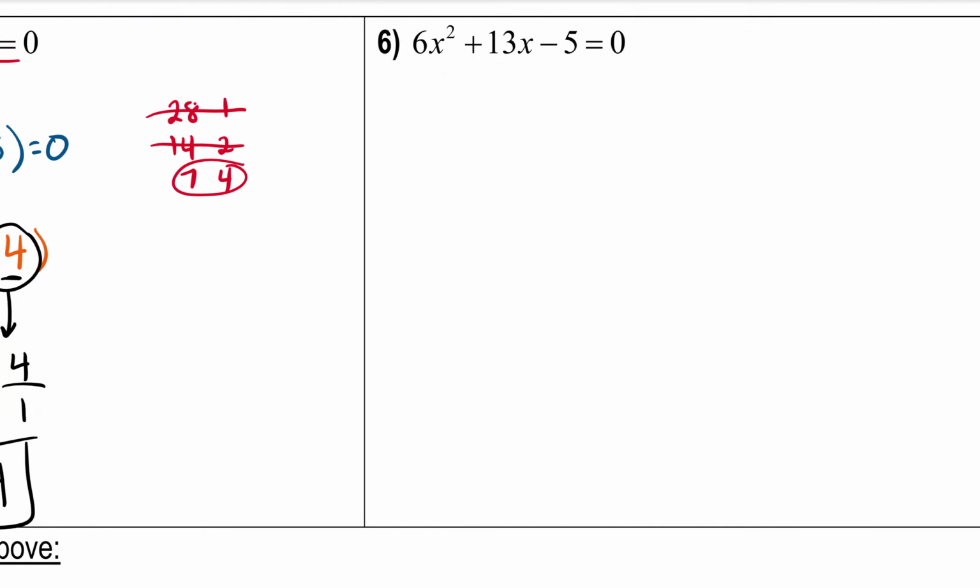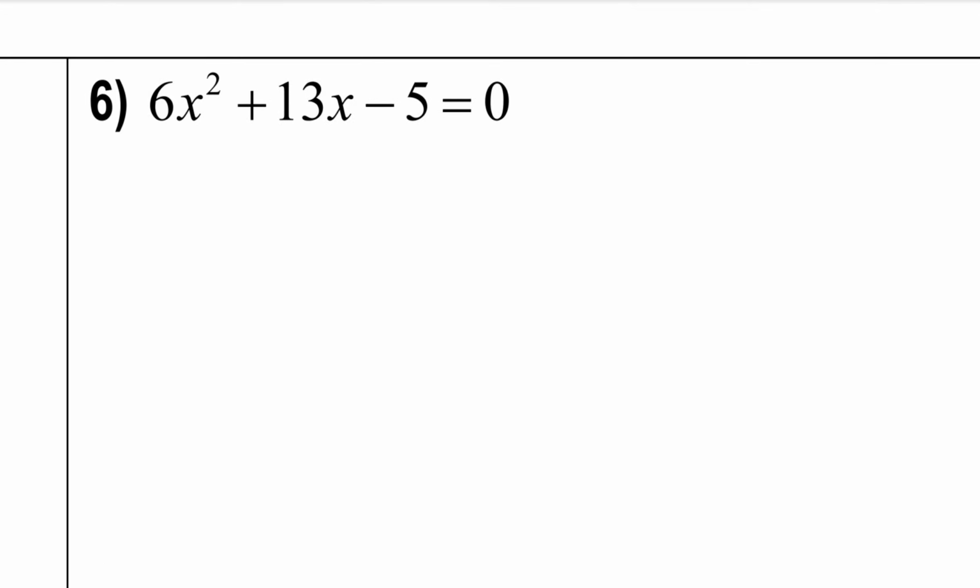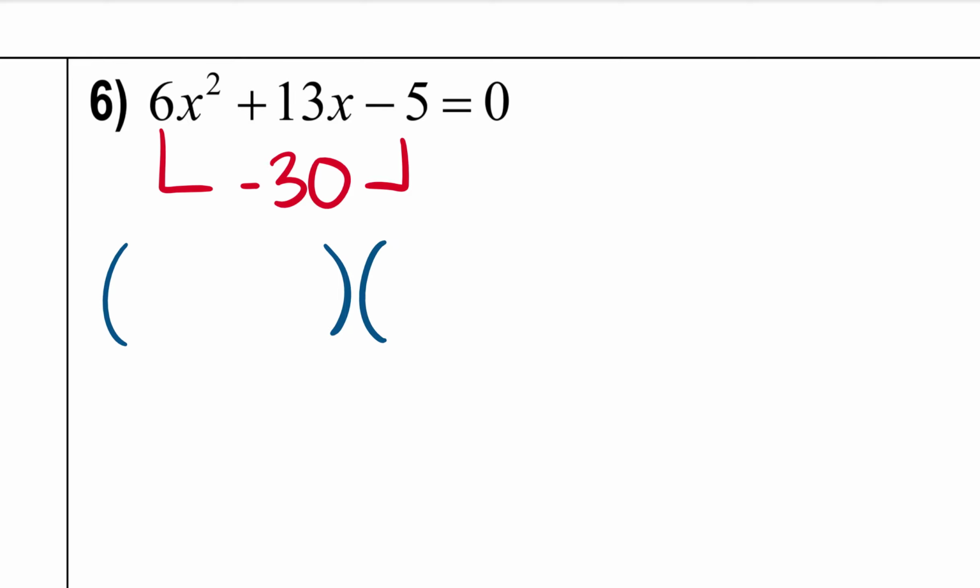So this one won't take as long, because if you look at the three numbers, I do not have a GCF, so I can go ahead and multiply first number and last number, and I get -30. Okay, so my next thing is, I know I'm going to have two parentheses, and I need two numbers that multiply to -30 and add to 13.